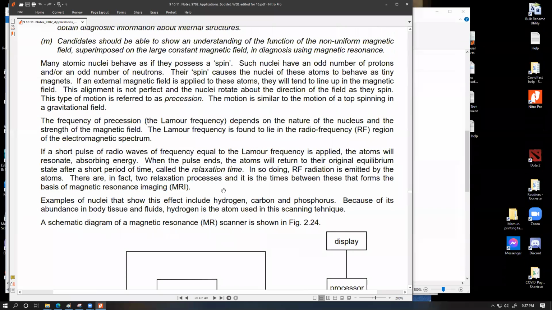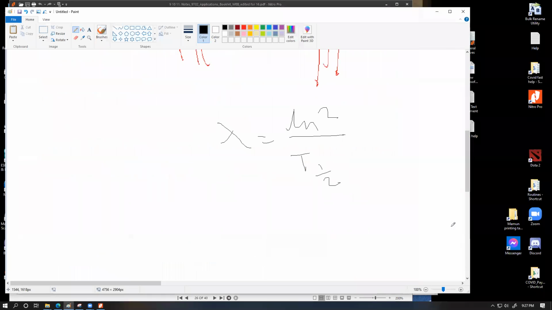So let me tell you this: nuclei of certain atoms have a property called spin. The spin of certain nuclei can have different axes for the same material within an object.